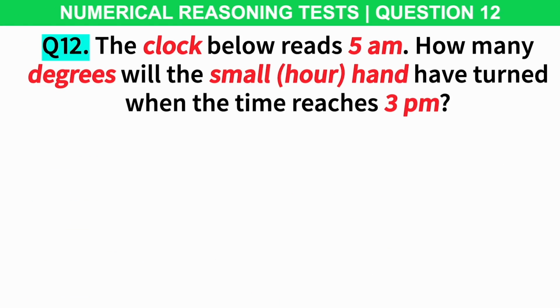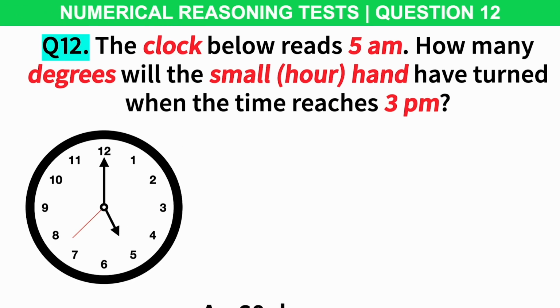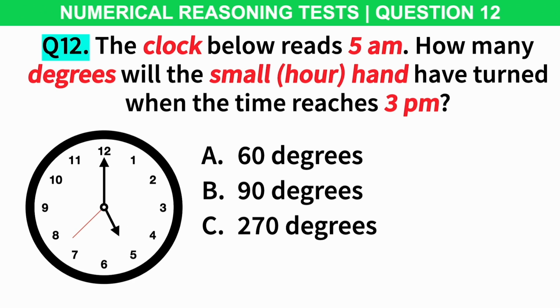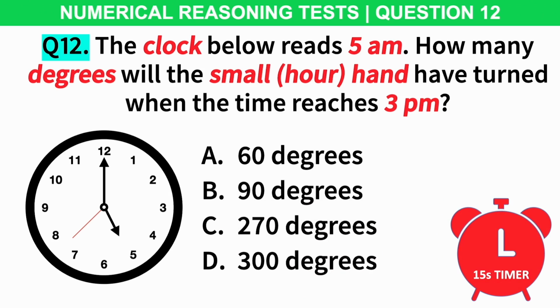Question 12 is this. The clock below reads 5 AM. How many degrees will the small hour hand have turned when the time reaches 3 PM? Is it A, 60 degrees, B, 90 degrees, C, 270 degrees, or D, 300 degrees? You have 15 seconds on the timer to work this out, starting now.